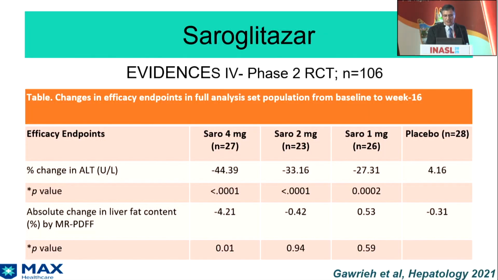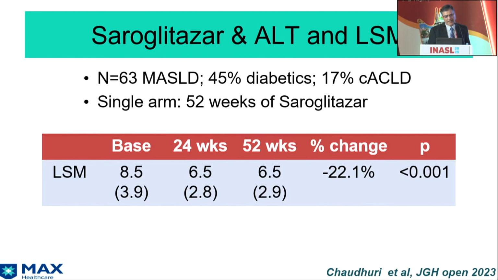We also already know about saroglitazar and its significant effect on reduction of liver fat as well as the ALT or inflammation, and some effect on NITs showing that there is some improvement in liver stiffness values, which may actually represent inflammation to begin with rather than fibrosis.